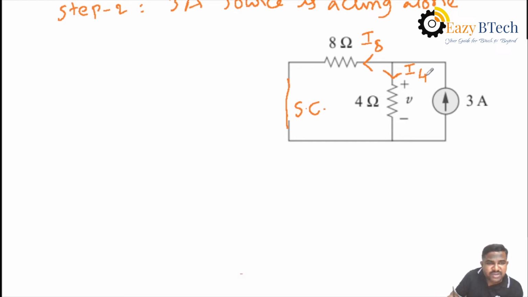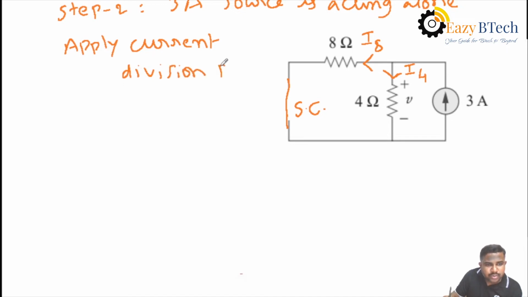By applying the current division rule. What is the current division rule here? We apply the current division rule because we have two resistances in parallel and we know the total current. Hence, our aim here is to find the current passing through 4 ohms. This is the second case, so our finding value is taken as V2. The voltage across 4 ohms is taken as V2.